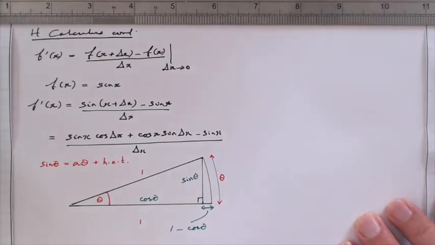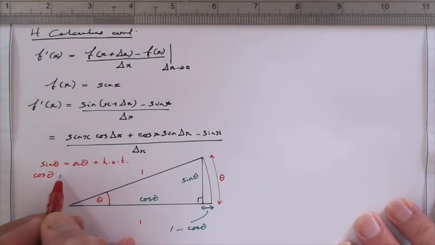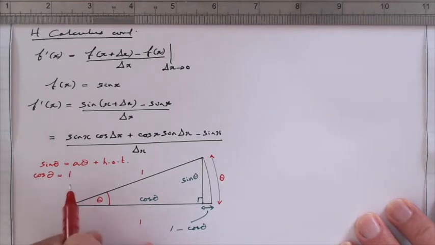Now, we know from the graph of cosine of theta that if theta goes to 0, sine theta will be 0 and cosine of theta will be 1. So if we think of cosine of theta for small angles, it's going to start off as 1, because when theta is 0, cos of 0 is 1. Now, what will the next term be?